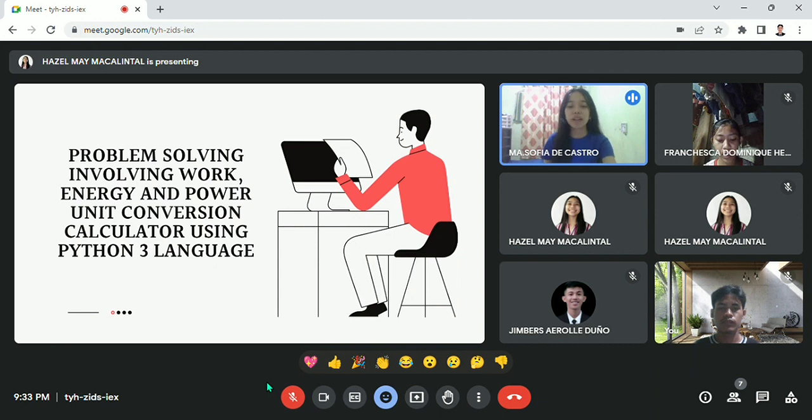So before we start discussing our system, we will explain how we came up with the title of Problem Solving Involving Work, Energy, and Power with Unit Conversion Calculator using Python language. We chose this title because we think that it is the most relevant and useful study in our program, which is petroleum engineering, in a subject of physics. We came up with this since in order to have accuracy and avoid confusion in measurement of oil, gas, and other oil products, and also extracting oil, we think that unit conversion is the solution.